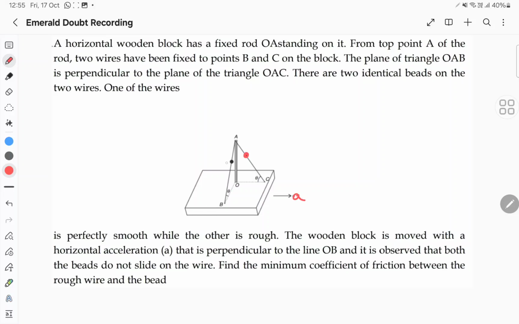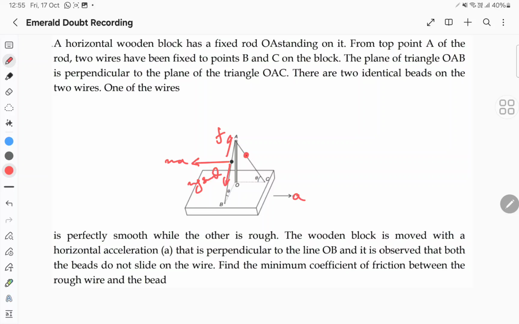And the other one, if I talk in terms of pseudo force, will have a pseudo force backwards. If this wire was smooth, then there is no force which is going to stop the mg sin theta along the wire, and the bead is going to slide down. So there has to be a friction which holds it up. So it is easy to decide which wire is smooth and which is not smooth.